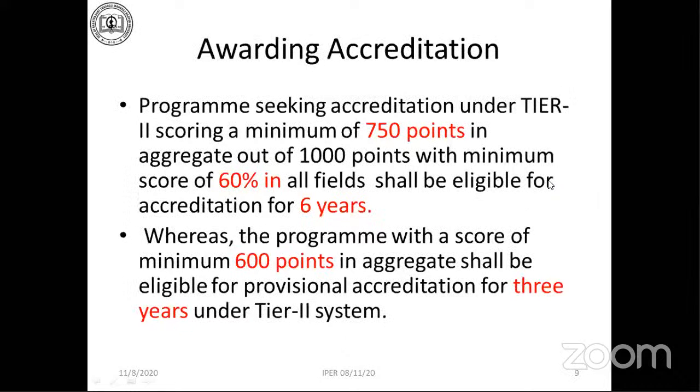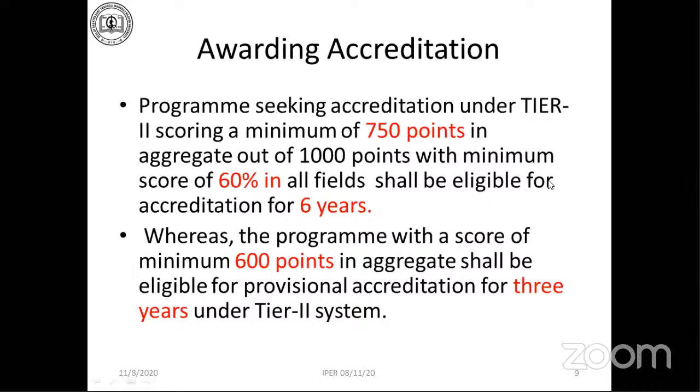divided into 9 parameters, and out of these 9 parameters, there are 1000 points in total. If you are getting 715 points out of 1000, and a minimum score of 60% in all the fields, that is, in all the 9 criteria, then you are eligible for accreditation for a period of 6 years. This is the end result for which we are working.